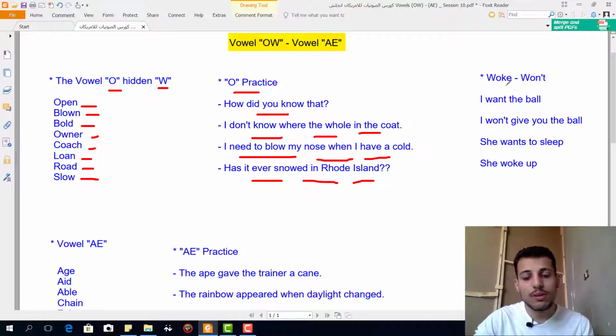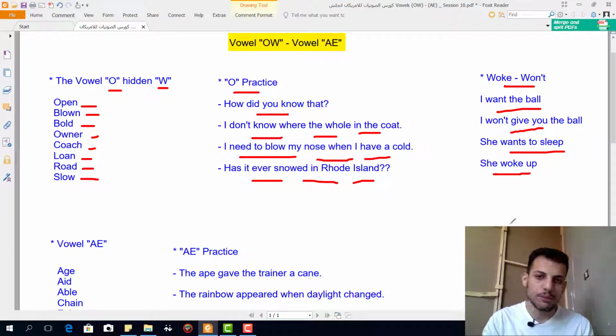Alright, let's see the comparison between walk and want. So, I want the ball. Ball, dark L, section 6. I won't give you the ball. So I want the ball is an affirmative statement, right? What is its negative? Won't. I won't give you the ball. She wants to sleep. She woke up. They woke up. And so on.